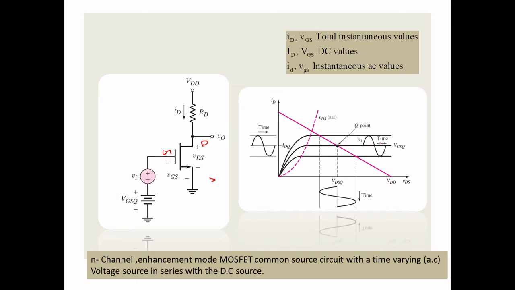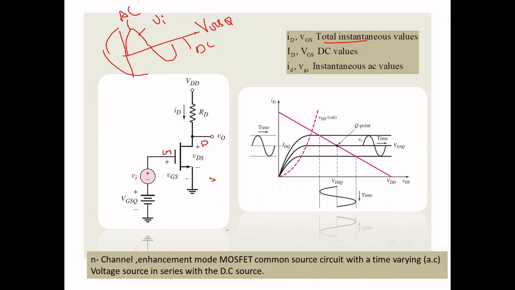This is your input and VGSQ is your DC point. So first you are fixing the quiescent point, then you are applying the swing, then you are superimposing the signal on the circuit. So this is a small v and small i, and this is your VGSQ. That means this is the AC and this is your DC. The combination of both AC and DC is called the total instantaneous.